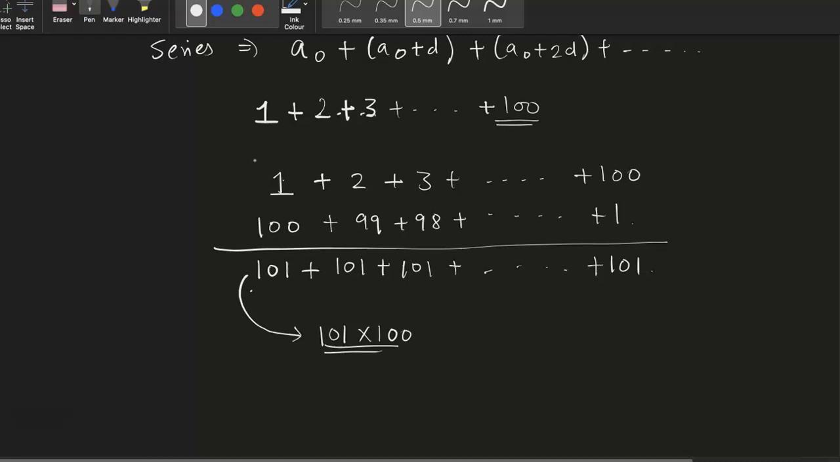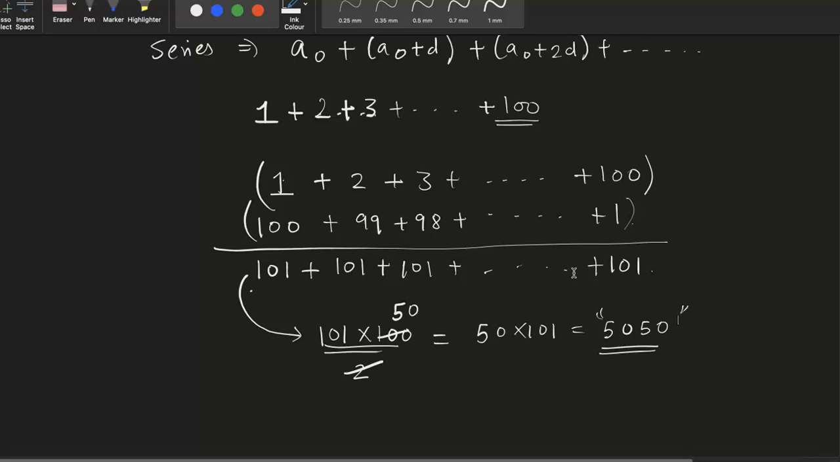But now he wants the summation of the 1 to 100 terms, and he added this thing twice. So he has to divide it by 2 to get the answer. So to get the answer, what he gave is 50 into 101. That is going to be 5050. So this is the answer he got within seconds. And the name of the person was Frederick Gauss, or you can say Gauss. So he was a great mathematician, right? So this is how he did it.